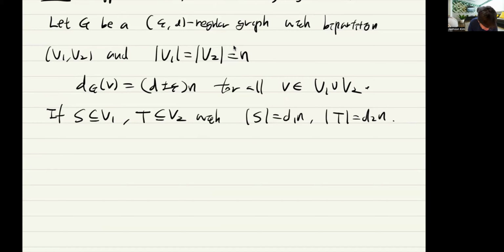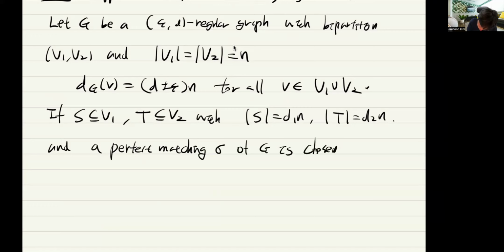Then what happens is that if we choose a perfect matching sigma of G uniformly at random, meaning that you find all perfect matchings, 1, 2, 3, 4, you count them. Let's say there are 1 million of them, and you choose one uniformly at random among these 1 million. Each perfect matching is chosen with probability 1 in 1 million.